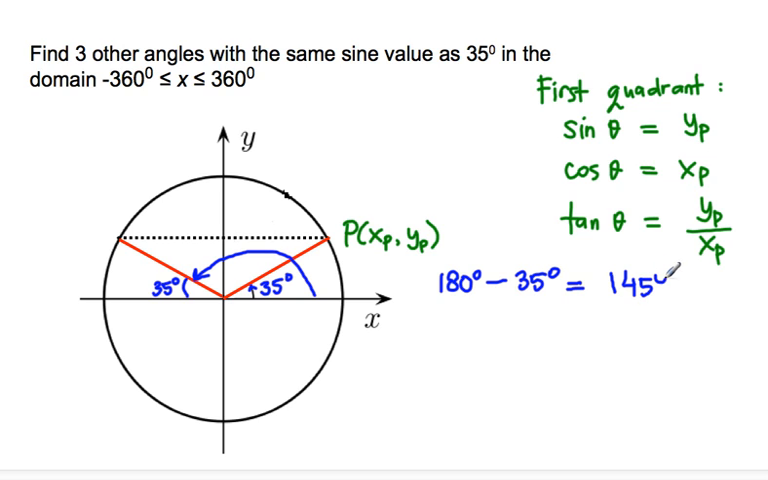145 degrees. It might remind you of when we did the ambiguous case of the sine rule, when we might find 2 answers. Once you get the first angle, the second one is just 180 minus the first angle. Is there any other angle that has the same sine value?